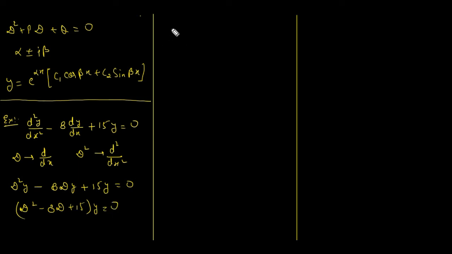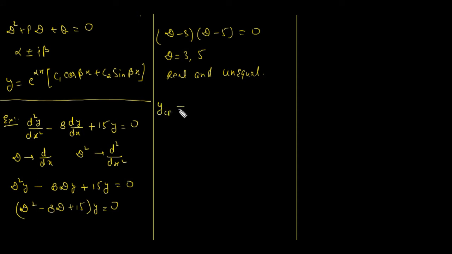If we factorize this equation, we will have D minus 3 and D minus 5 is equal to 0. Definitely D is equal to 3 and 5. So what is the nature of the roots? Real and unequal. So we will write YCF is equal to C1 e to the power 3x plus C2 e to the power 5x. This is the answer.